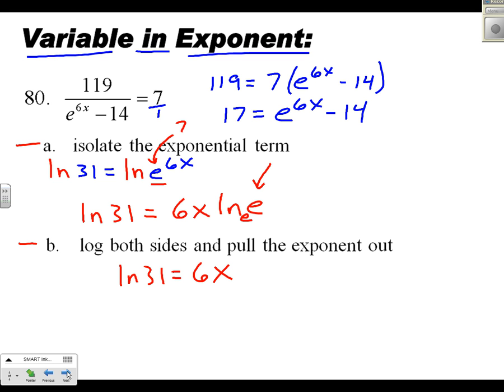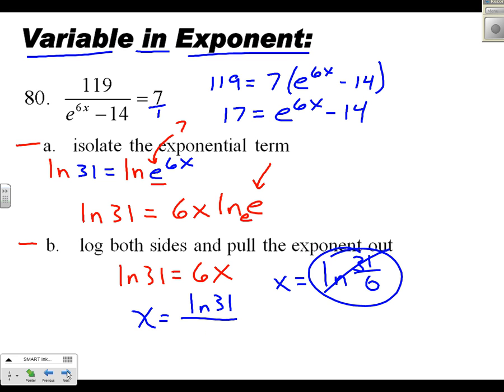And here would be a really common mistake at this point. You're so close to the solution, it'd be a shame to miss this one by dividing by 6 and doing this sort of thing, saying x equals ln 31 on 6. That is not correct. It should be x equals ln 31 on 6. And is ln 31 okay? Yeah, that's a good number. This is our solution.